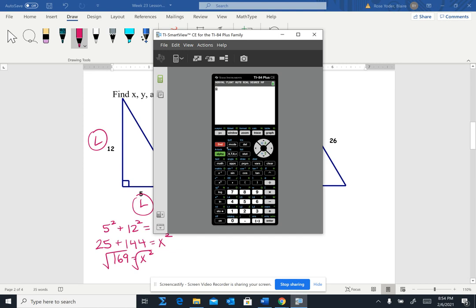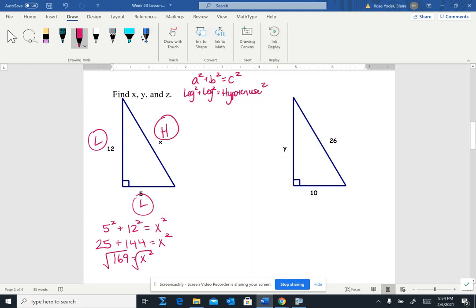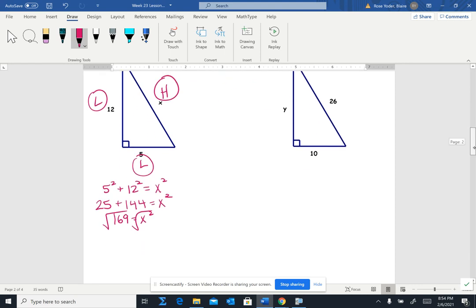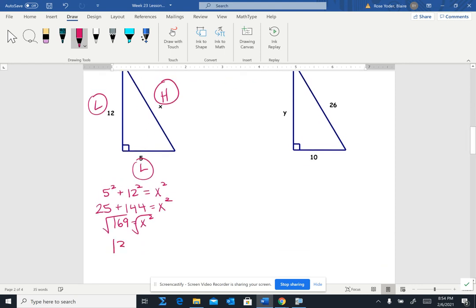Okay, I typed something in wrong. Square root of 169. Remember that you have this graphing calculator on your Chromebook, or you just looked at how to use the calculator in Desmos. That might be a nice tool as well. So 13 is the missing side. Is 13 the longest side in the triangle? Yes, the hypotenuse is always the longest side. So if your answer wasn't bigger than 5 or 12, that would be a problem.